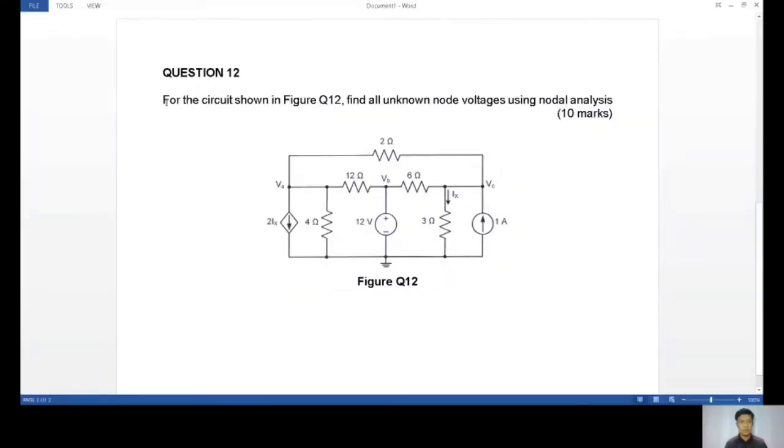So the question is, for the circuit shown in figure Q12, find all unknown node voltages using nodal analysis. The main idea here is that we need to find the voltage at node VA, node VB and node VC. Okay, next. So we will look at the calculation.